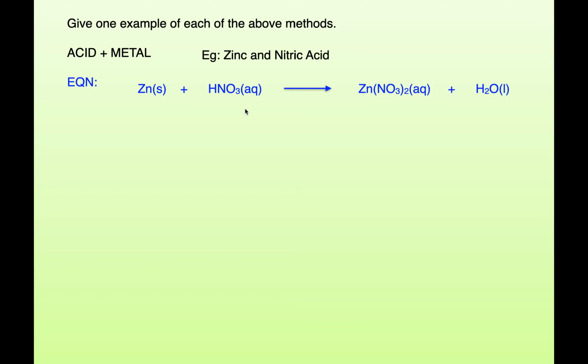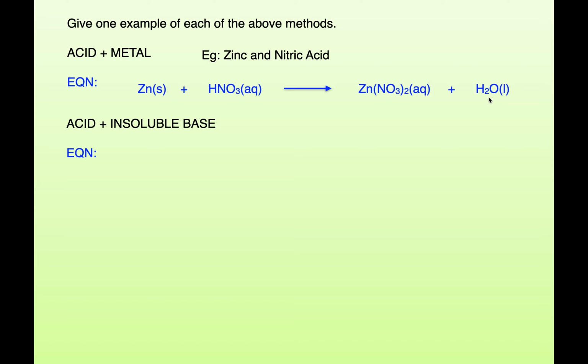You would have noticed that this still isn't balanced. We need a 2 in front of the nitric acid, don't we? Because we've got 2 nitrates here and we need a 2 there, so that you've got zinc nitrate and 1 water molecule. Okay, you can balance that yourself.